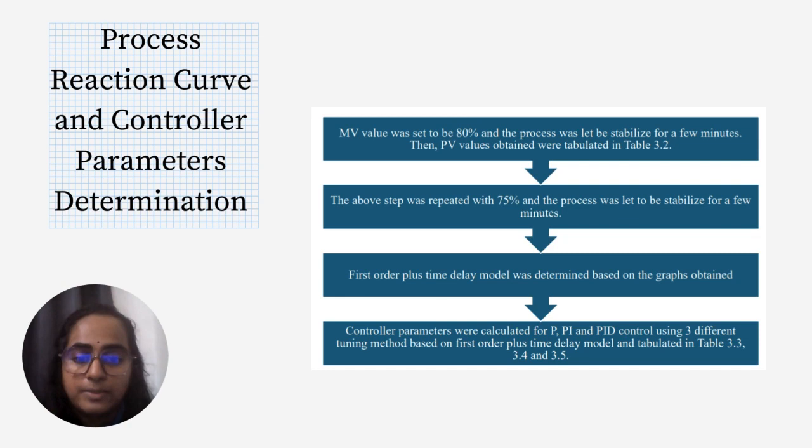Then the controller parameters were calculated for P, PI, and PID control using 3 different tuning methods based on the first order plus time delay model and tabulated in table 3.3, 3.4, and also 3.5.